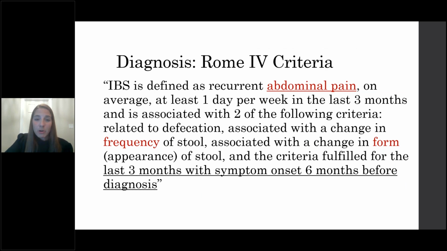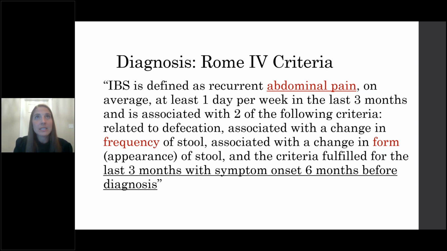So let's look at the Rome 4 criteria. Now, this has changed over time. We've seen Rome 2, Rome 3, now Rome 4. But Rome 4 criteria is our active definition of irritable bowel syndrome, and it's defined as recurrent abdominal pain that's happening at least 1 day per week in the last 3 months. And it's associated with changes in the frequency or perhaps the appearance of the stool, and those symptoms had to have occurred 6 months prior to the onset of the diagnosis.